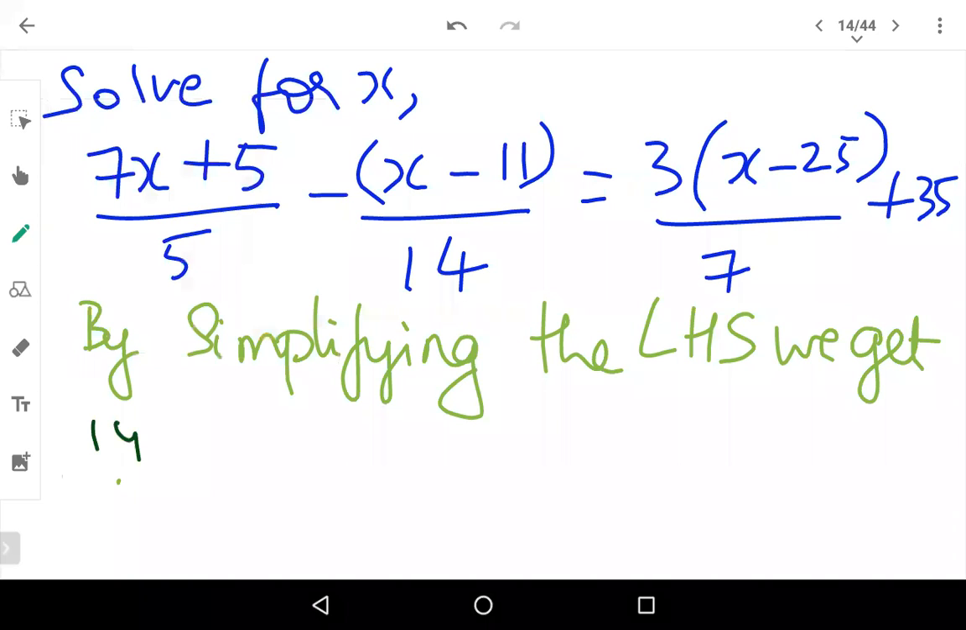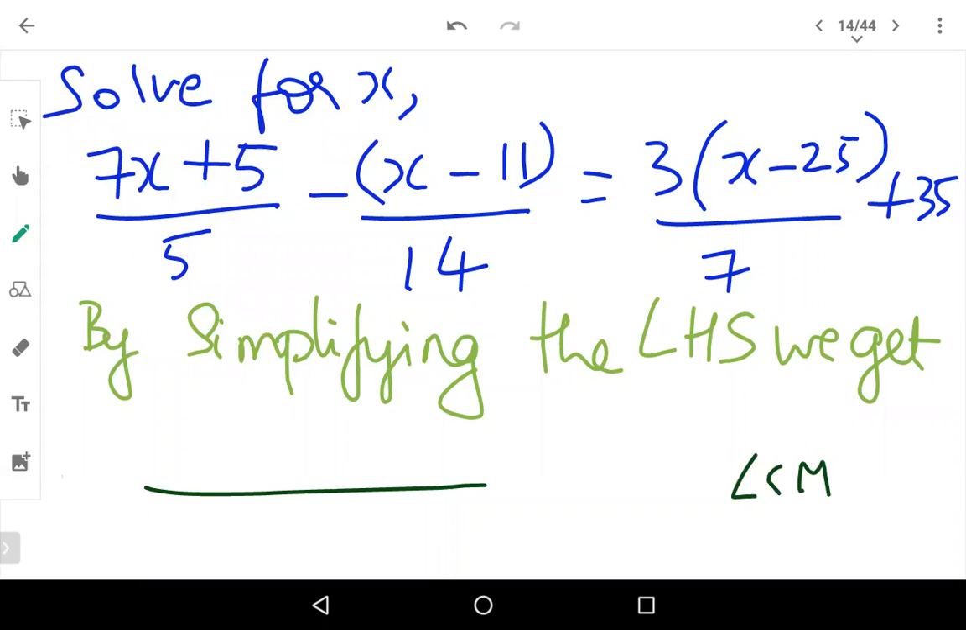14. Okay, now how did I get 14? I am supposed to take the LCM of 5 and 14. Now how do I take the LCM of 5 and 14? Simply multiply 14 into 5. What do I get? I get 70 as the LCM.